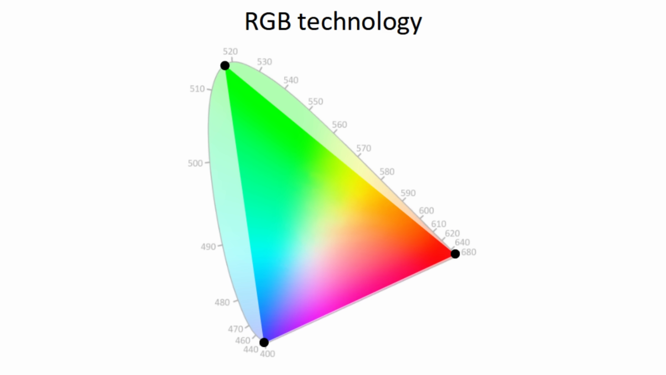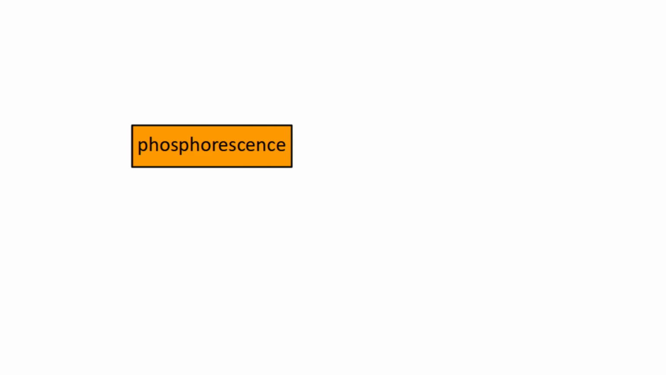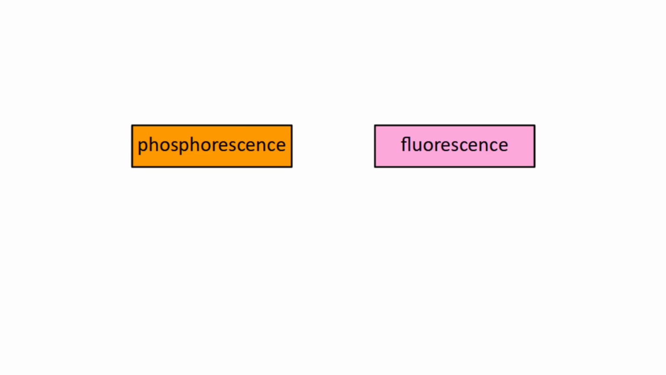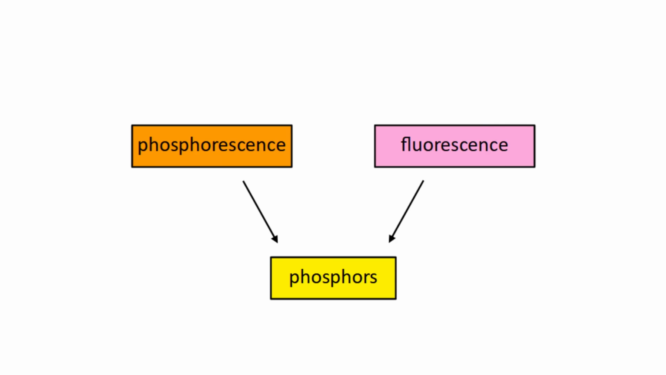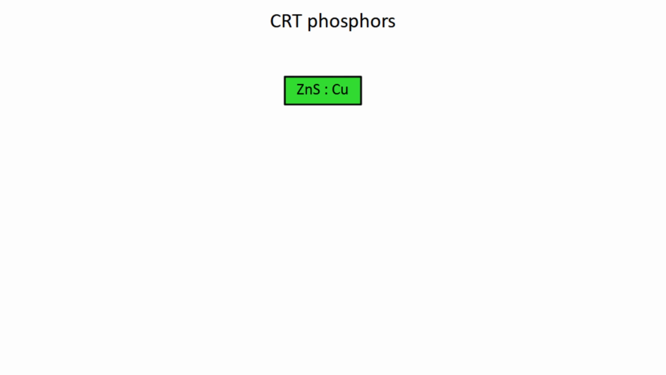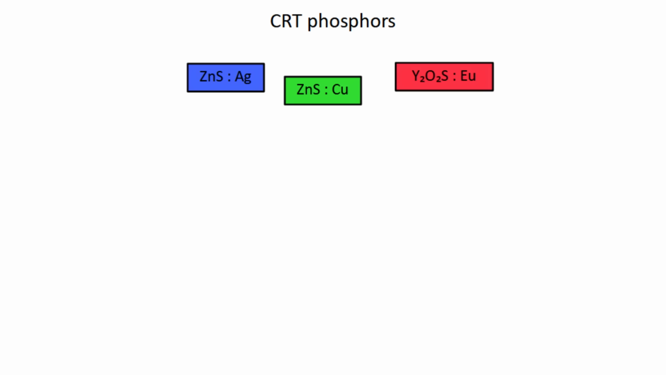Unfortunately though, we can't exactly produce these pure spectral colors. The first type of RGB technology was CRT, or cathode ray tube, and its gamut looks like this. It makes use of phosphorescence, which is similar to fluorescence in that they both use phosphors. The blue and green phosphors were pretty easy to find. The green kind uses zinc sulfide activated with copper, and the blue kind uses zinc sulfide activated with silver. The red kind, though, was actually really hard to find, and this significantly delayed the development of color TV, but eventually one was found: yttrium oxide sulfide activated with europium.